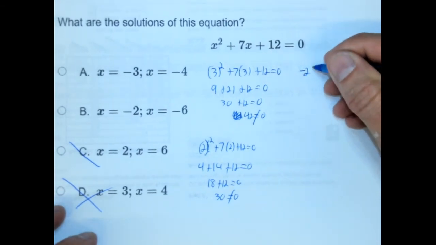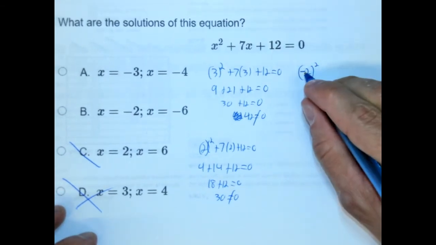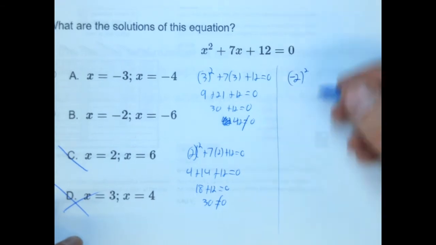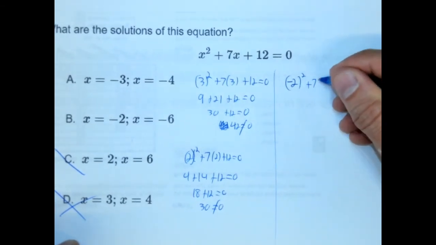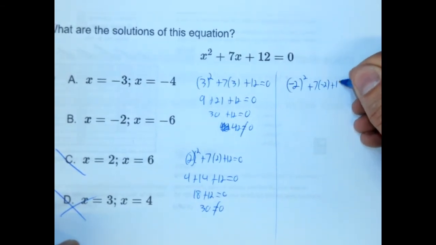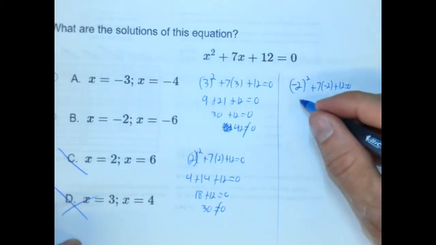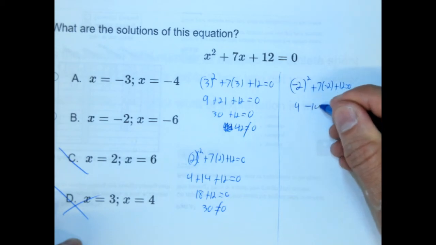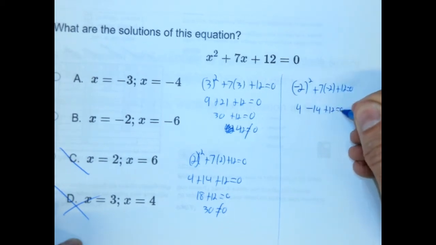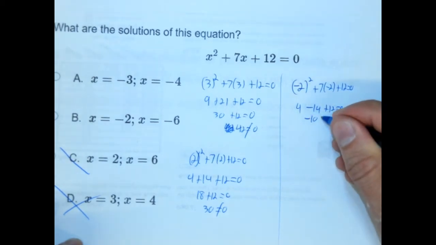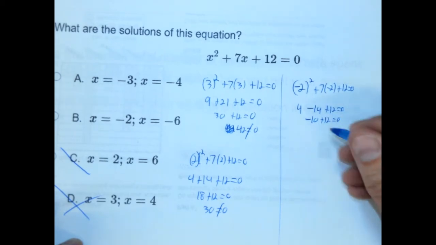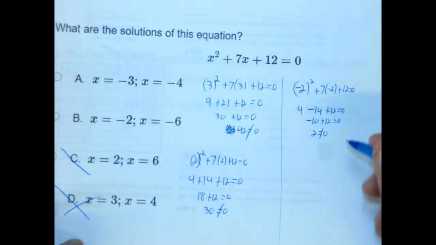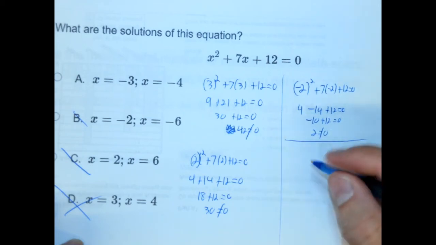Negative 2, make sure that the negative sign is in the parentheses, squared, plus 7 times negative 2, plus 12 equals 0. Negative 2 squared is 4. 7 times negative 2 is negative 14. Plus 12 equals 0. 4 minus 14 is negative 10, and negative 10 plus 12 is 2. And 2 does not equal 0. So B is out; it had better be A.